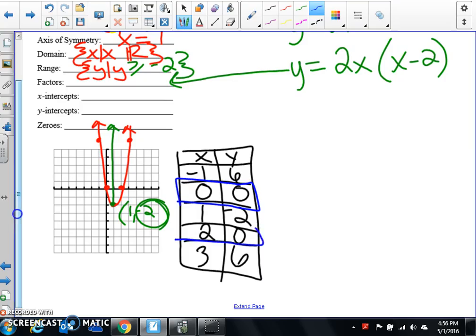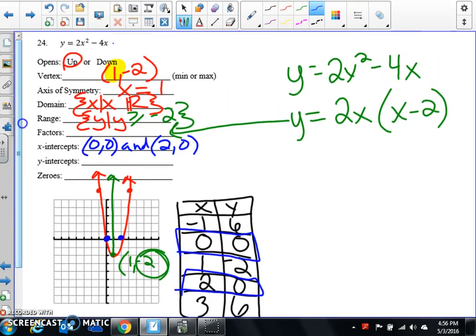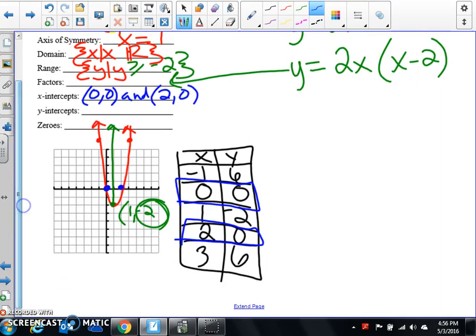My x-intercepts, I can just look here. What is x when y equals 0? Or I could have looked at the graph. They cross at 0, 0, and 2, 0. My y-intercept is what my constant is. I don't have a constant up here, plus 0. So that's my y-intercept, so 0, 0.